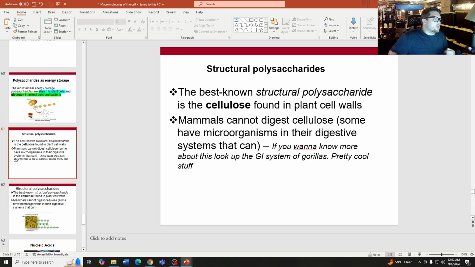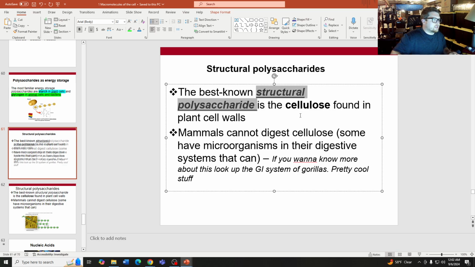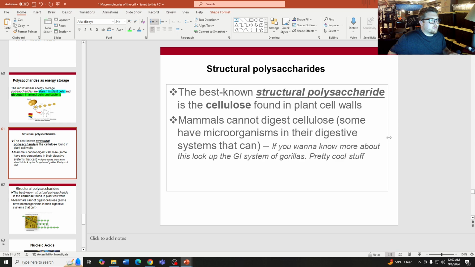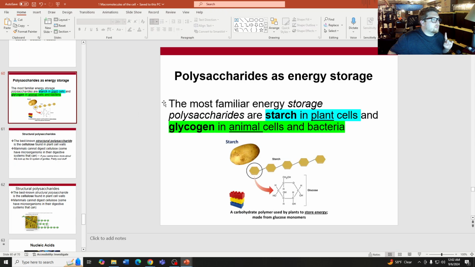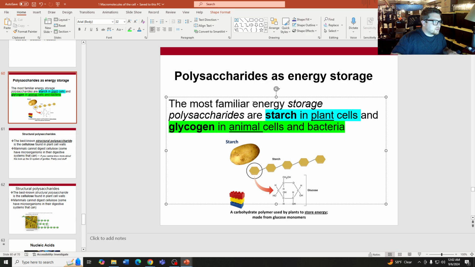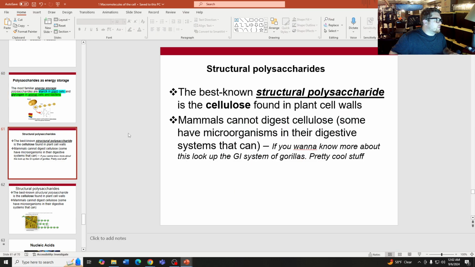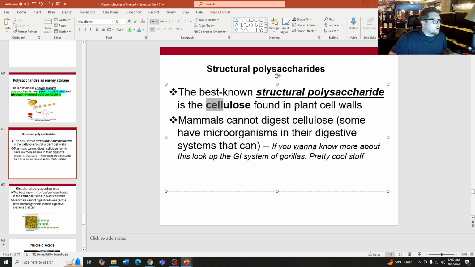Now the best known structural polysaccharides. So we already have two functions, right? We have energy storage, and we also have structure. The structure is cellulose, which is found in plant cell walls. Remember, plants have cell walls. Humans, bacteria do not really have cell walls.